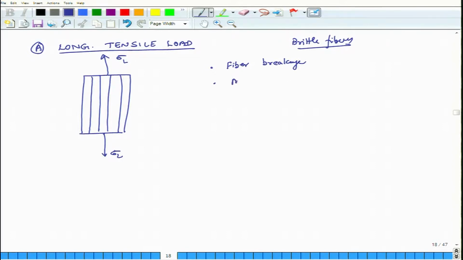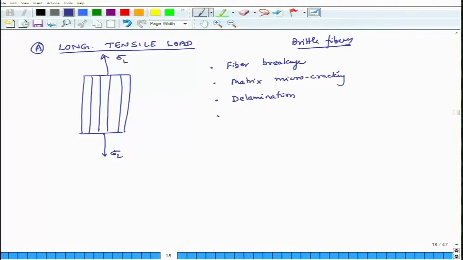The other one is matrix cracking, matrix micro cracking. Okay. Another phenomenon which can happen is delamination. What is delamination? One layer could separate from the other layer, the entire layer could separate, and a similar but different phenomenon is debonding. In debonding, the fibers are sticking to the matrix and they separate out. The entire layer may not get separated, but individual fibers may separate from the system.